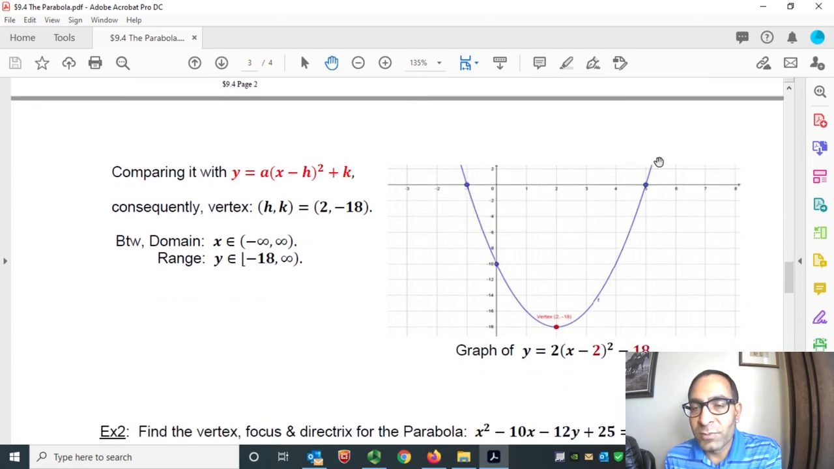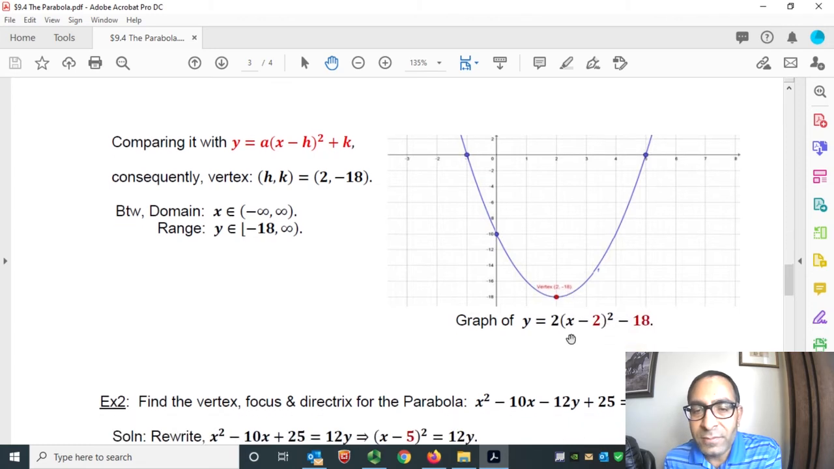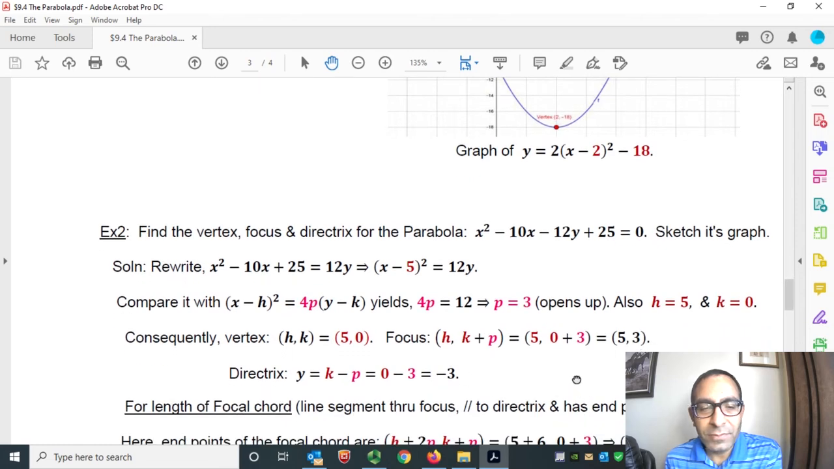And let's sketch the parabola. This is the sketch of the parabola, which opens up, whose vertex is at 2 comma negative 18. This parabola intercepts the y-axis at 0 comma negative 10. This parabola intercepts the x-axis at (5, 0) and (negative 1, 0), and that's it. So I hope this makes sense to you all. Now let's move on. Let's do example 2.